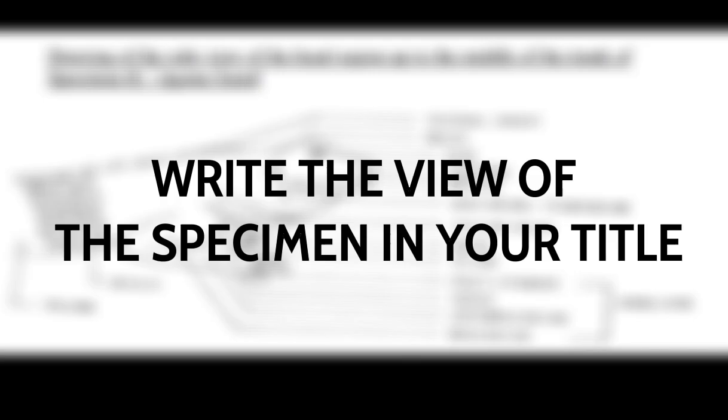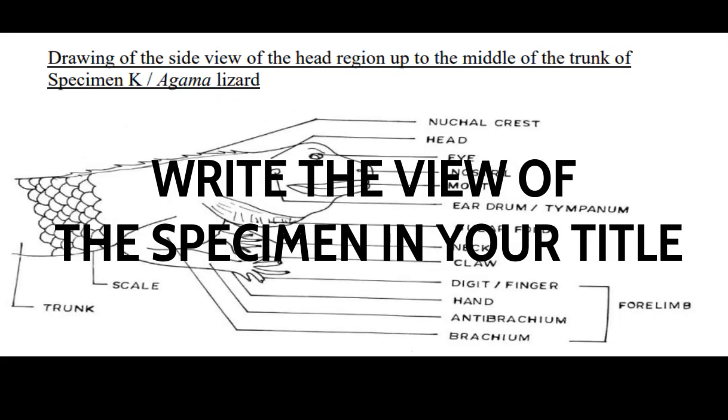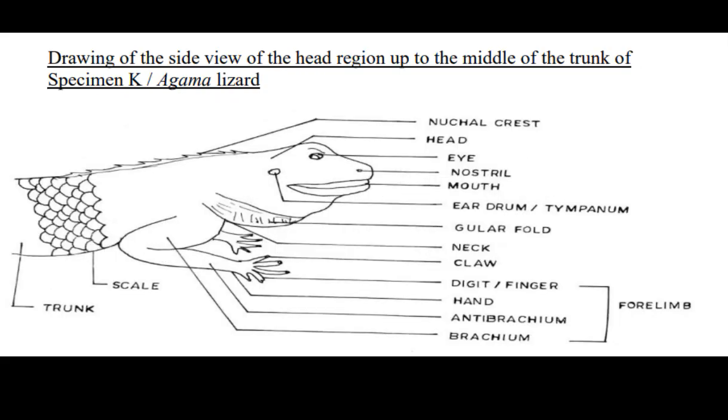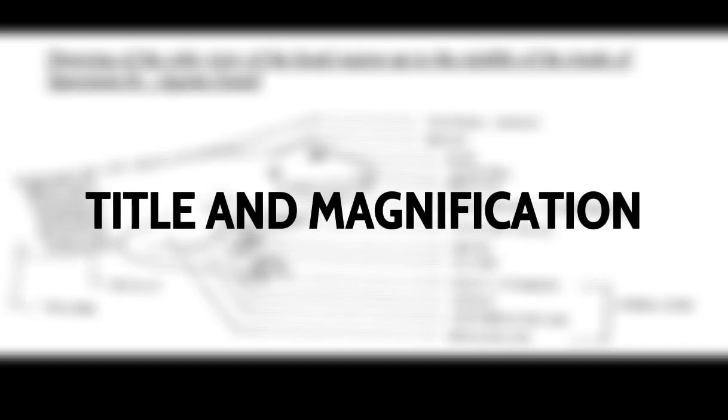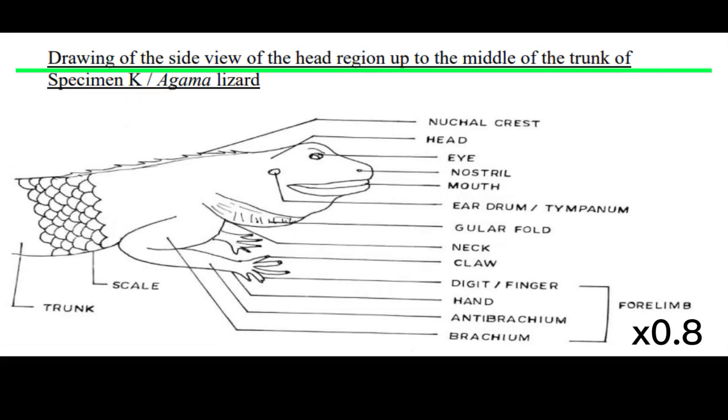Also in biological drawing, for your titles, if possible, write the state or the view of the diagram. So maybe a drawing of the lateral view of a maize or longitudinal section of a maize. That's one aspect. And two, every drawing must have a title and magnification. Most people draw and they forget to add a title. So every drawing has to have a title and magnification.